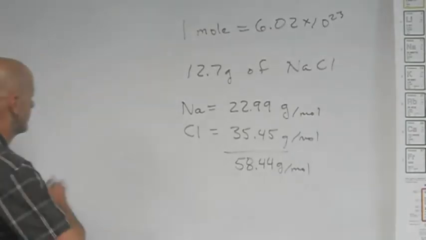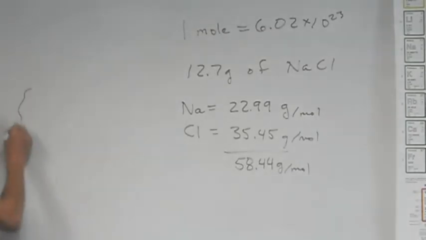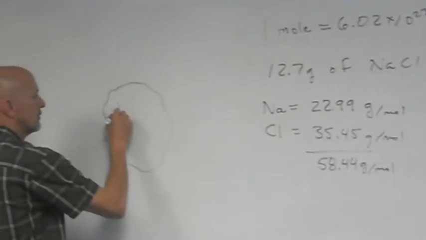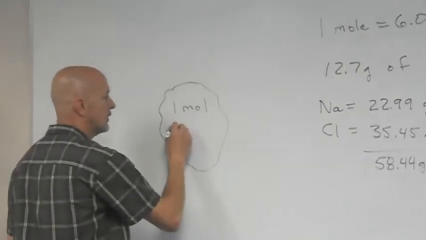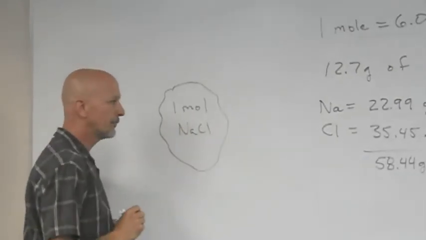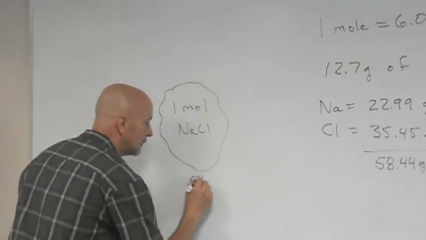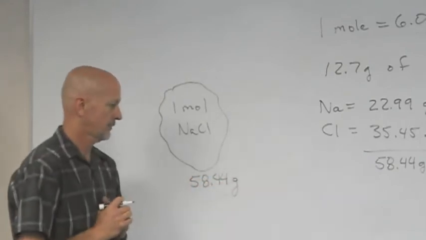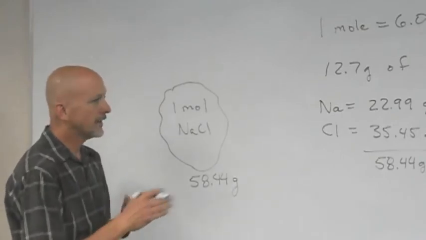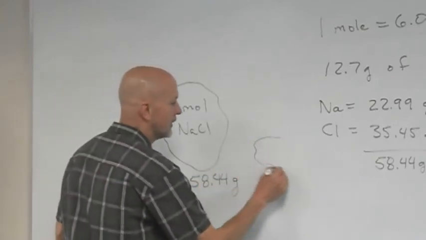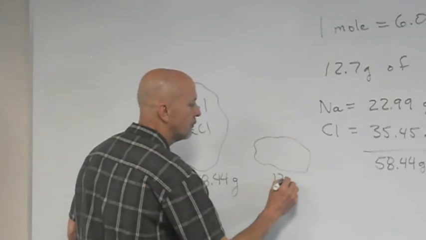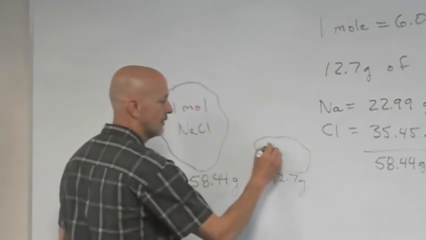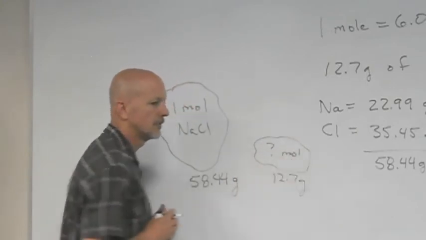So here is my ratio. 1 mole of sodium chloride. This is my reference point. If I have a mole of sodium chloride, the mass will be 58.44 grams. Well, I have something less than that, right? I have about 12.7 grams. How many moles?